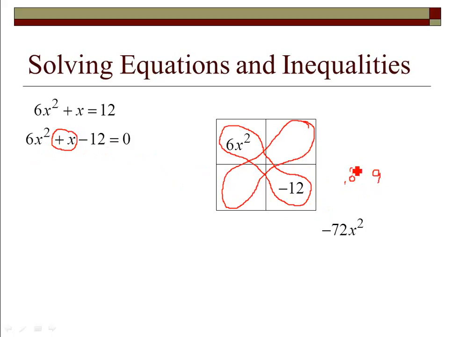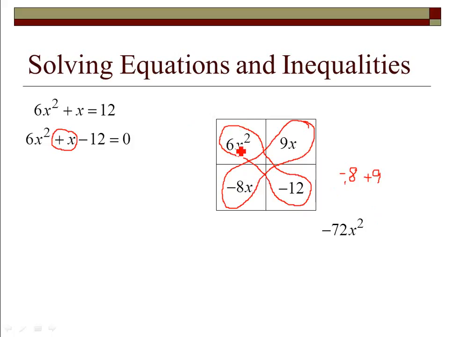I want a positive, so that means I'm going to have the 8 as a negative and the 9 as a positive. So these are going to have an x in it. So I got 9x and negative 8x. Now these two will add just to x, but they multiply to give me negative 72x squared.